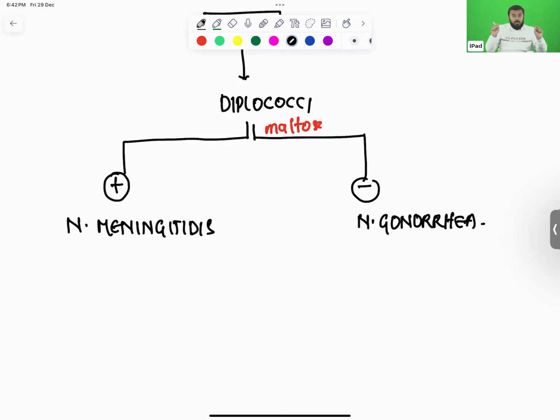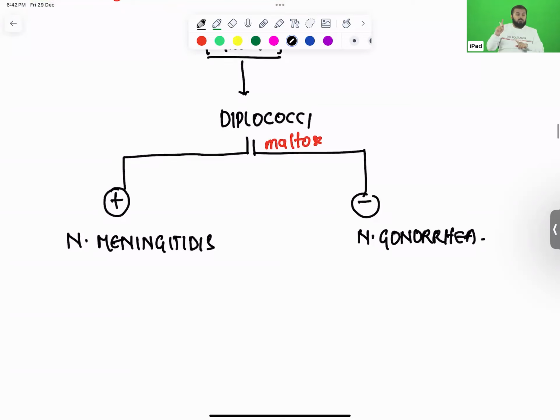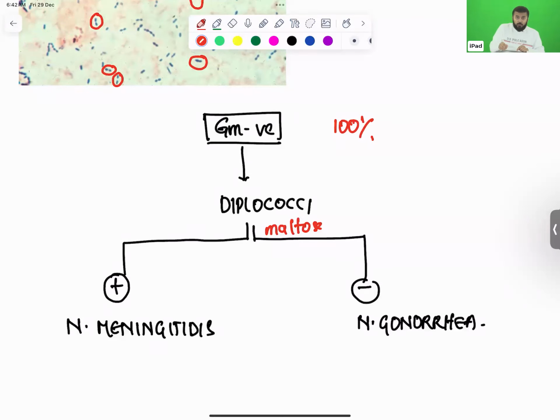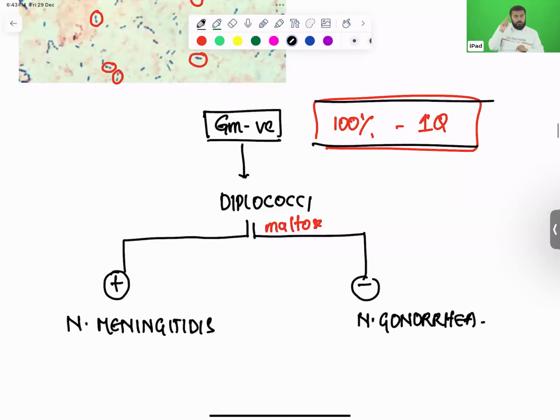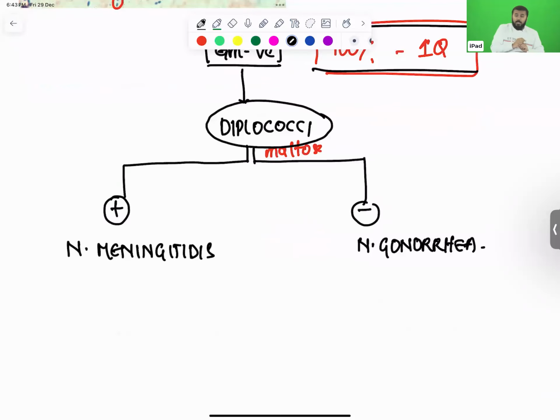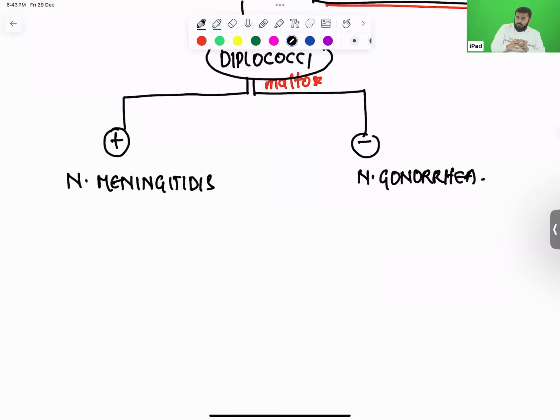Now I'm telling you openly, right? From Neisseria meningitidis and Neisseria gonorrhoeae in microbiology, 100%, I'm writing it also, one question will definitely be asked. Every year, one question is definitely asked from this topic. Listen very carefully. Don't miss any point. First point you should not miss is that it is diplococci. The shape of meningitidis is different. The shape of gonorrhoeae is different. Second, you need to know which is maltose fermenter and which is non-maltose fermenter.